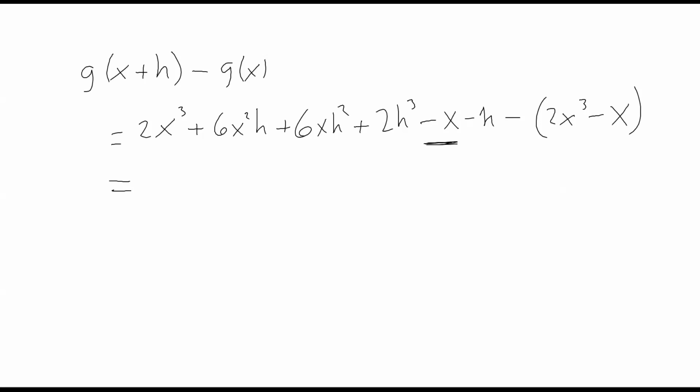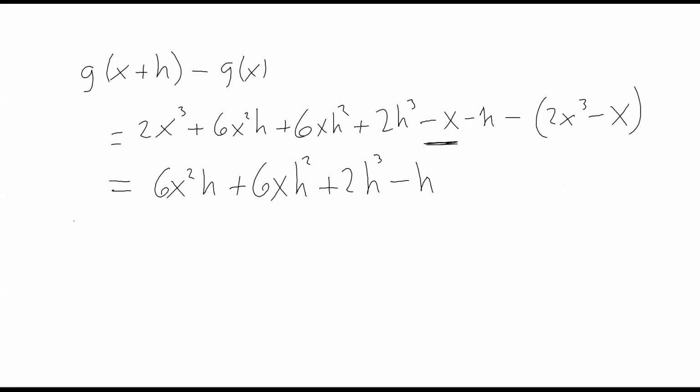Well, that's going to turn out to be simply 6x squared h plus 6xh squared plus 2h cubed minus h. And then keep in mind that the two terms in parentheses at the very end there were subtracted from equivalent terms we got from the g of x plus h, and so they are gone. So we just have these four terms. So now we're in a position where we can actually evaluate the difference quotient, I believe. If I can put it all on the screen here.